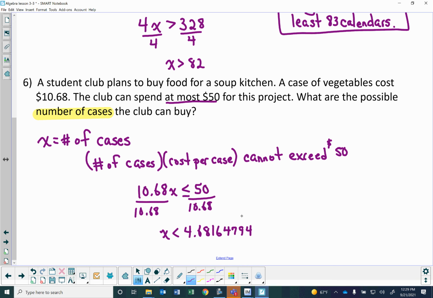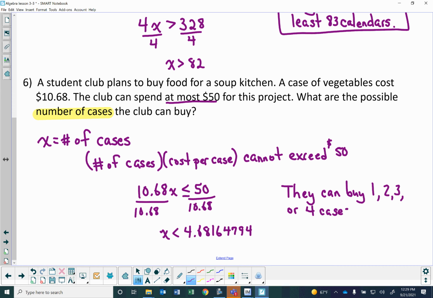Depending on how many digits your calculator has, it may not give you that many digits. But I know that if it's 4.6 cases, I can't buy part of a case. I can't go to the grocery store and say, can I have half of this can of beans, please? Can I have half of this case of Coke? No, you have to buy the thing in full cases. So they can buy 4 cases, but they can't buy over 4 cases. So it says, what are the possible number of cases they can buy? They can buy 1, 2, 3, or 4 cases.